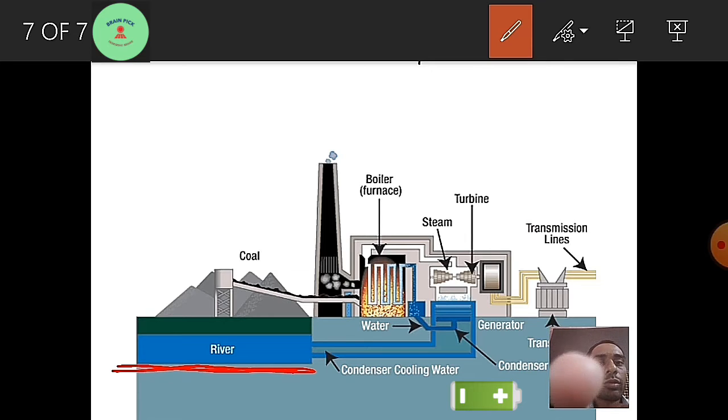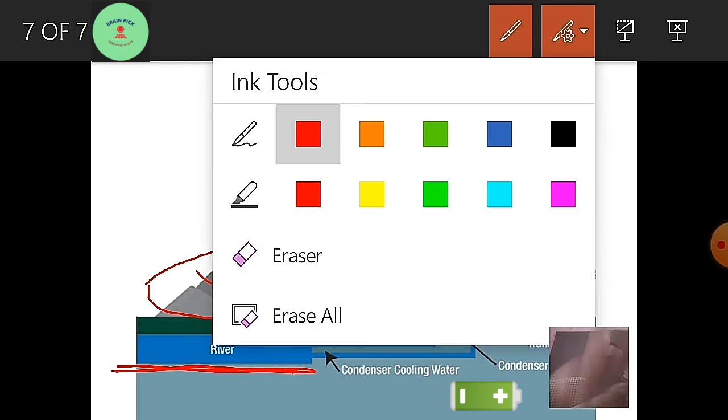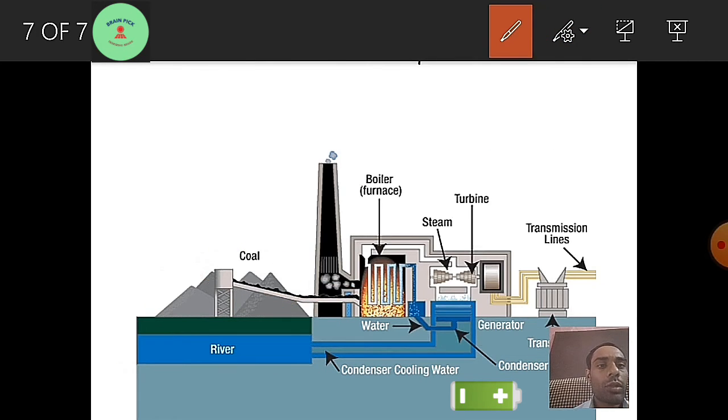So here coal is carried from a coal mine by using railway, roadway, or waterway, and then coal is given to the boiler. So boiler is a device or a mechanical device which burns coal, in which water is converted into high pressure steam.